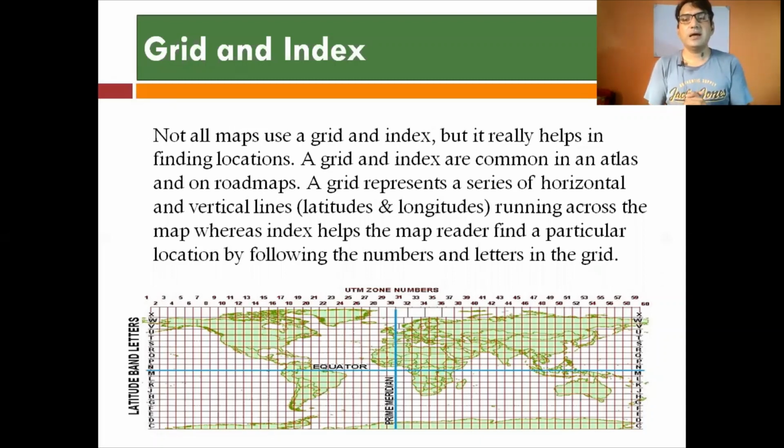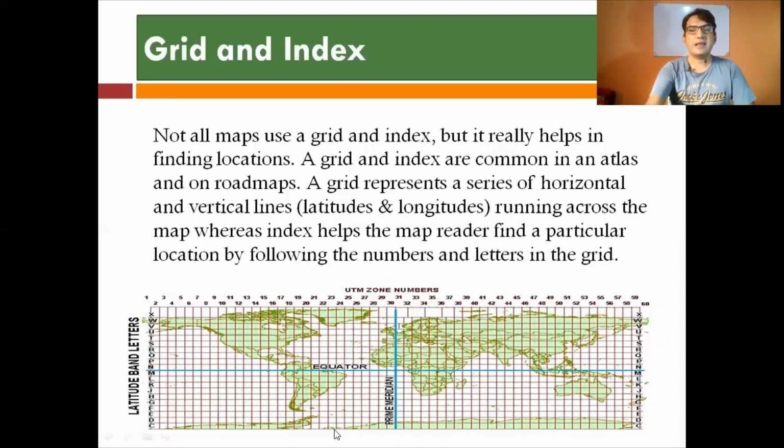So a grid and index are common in the atlas and on the road map. These grids or indexes are made with the help of lines, which are called lines of latitude and lines of longitude. Not all maps contain these grids or indexes, but they are used to find the exact location of any place.